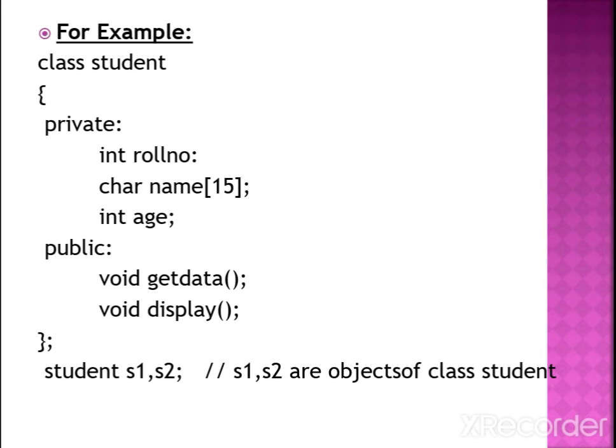Get data and display, these are member functions, which are defined normally within the class declaration. These member functions perform common operations such as setting data member values and accessing data stored in the class. And student S1, S2. S1 and S2 are what? Objects of class student. You can create any number of objects of the class that invoke the member functions.